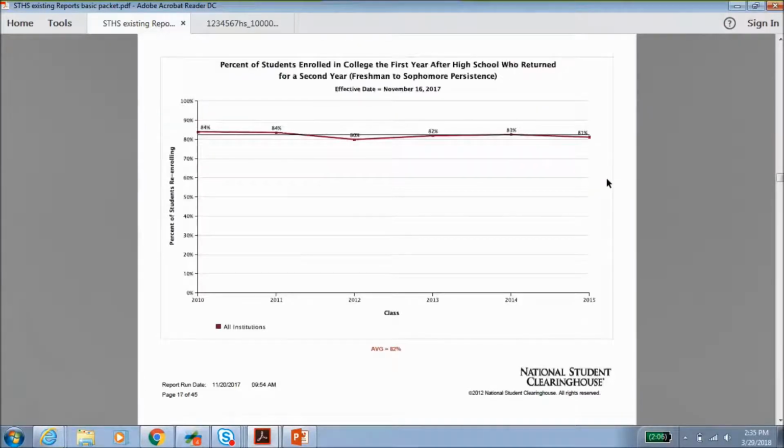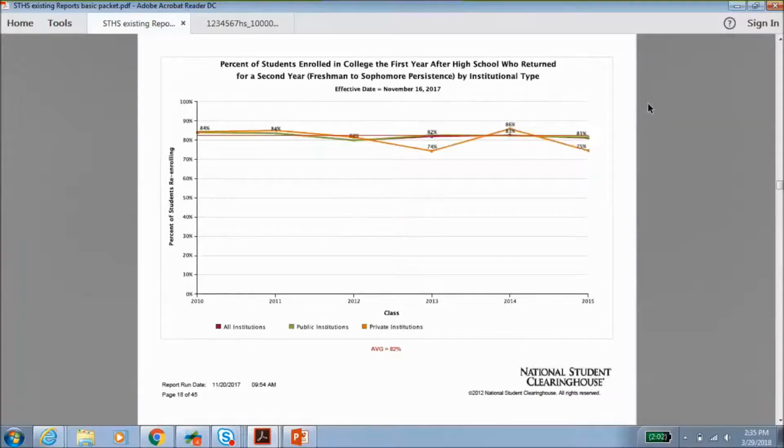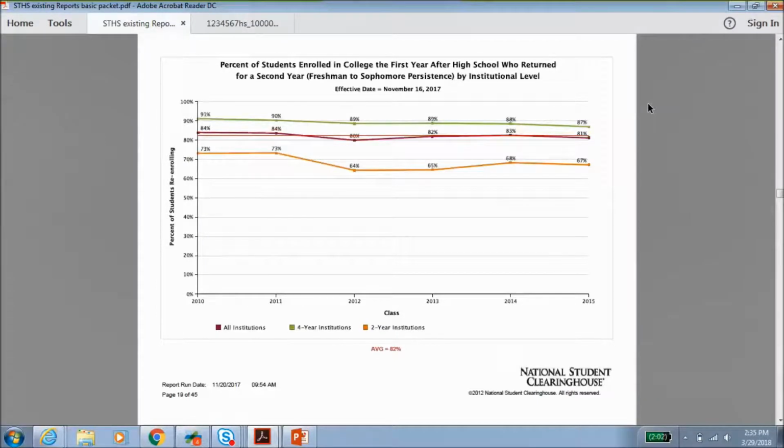All right, so moving on. So the next report, we're now on page 17 of the packet. This is the percent of students who enrolled in college the first year after high school and returned for a second year, so they're freshman to sophomore, and this is that persistence that Michelle mentioned at the beginning and defined for you. So again, this is showing all institutions, and again, with the packet, we're breaking it out. Then you go public to private in 2-year and 4-year.